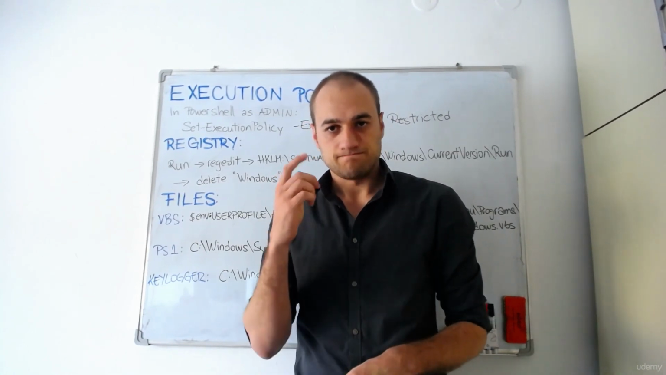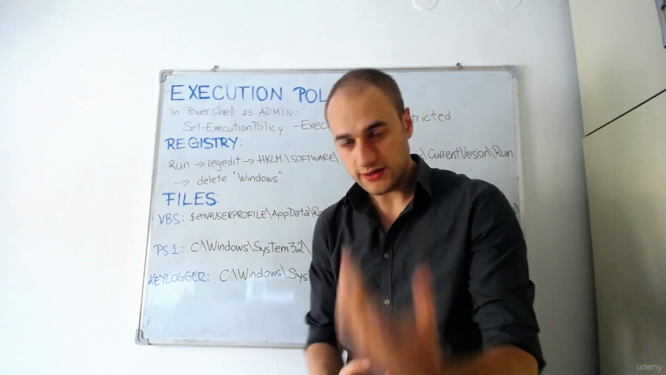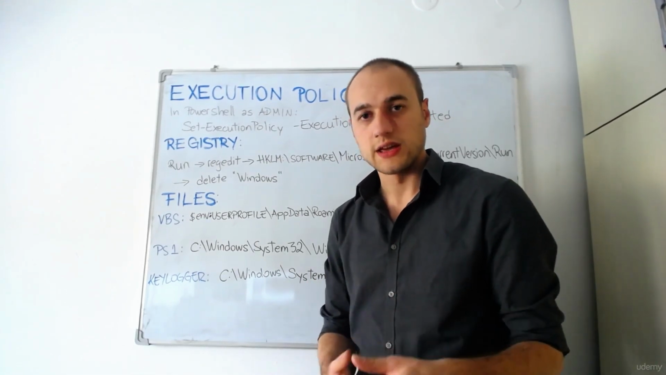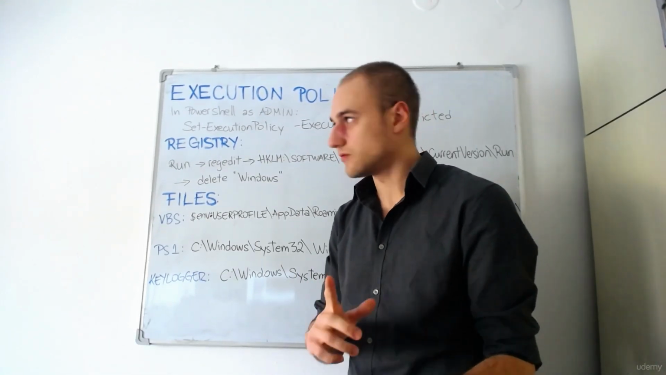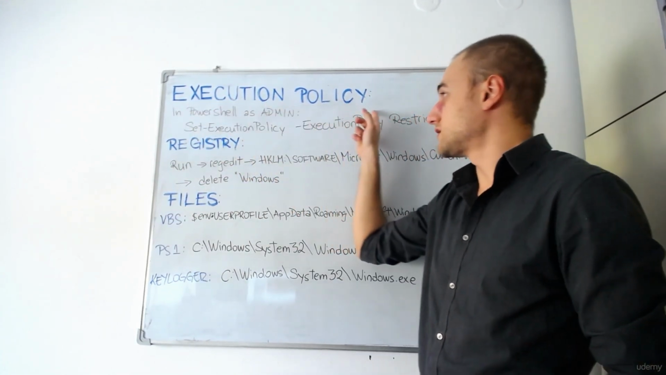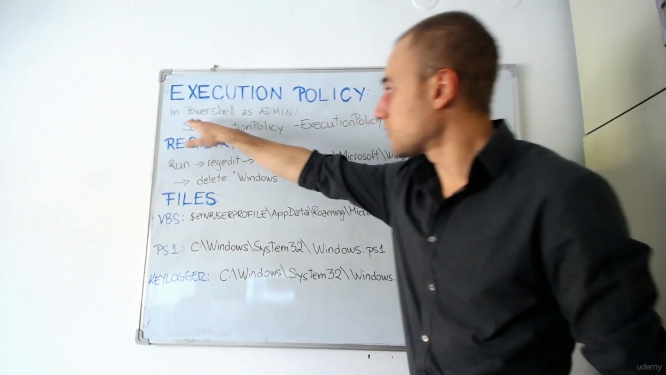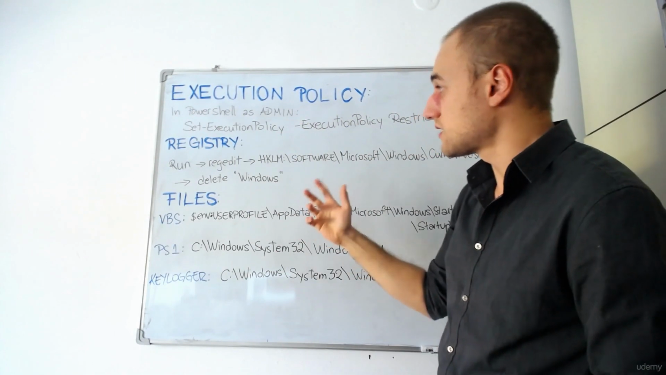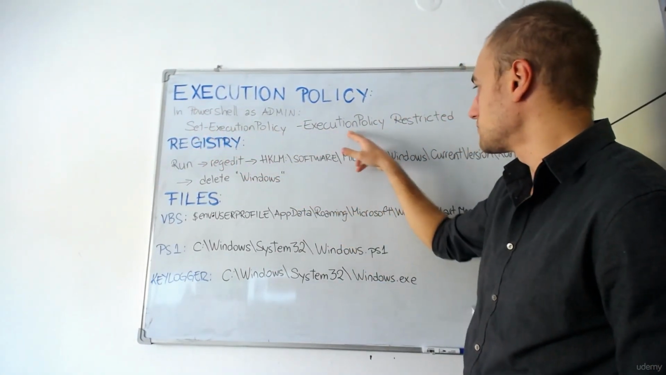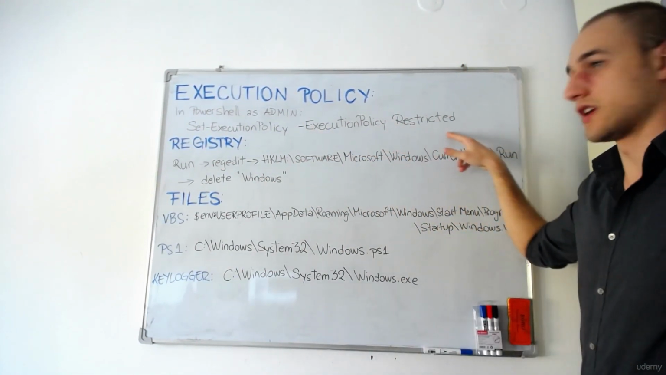Okay, so first of all, if you want to reverse everything on your testing machine, if you want to bring it back to the original state, there are a few things that you need to do. First of all, you need to bring back the original execution policy. So you have the execution policy here, and in PowerShell, as admin, just type in Set-ExecutionPolicy -ExecutionPolicy Restricted.